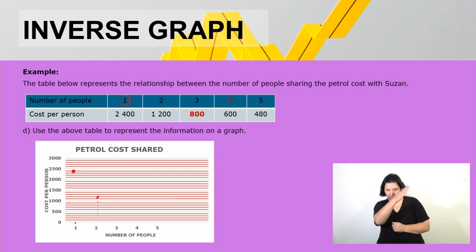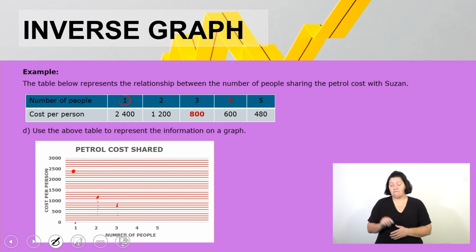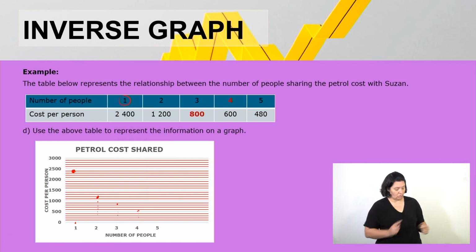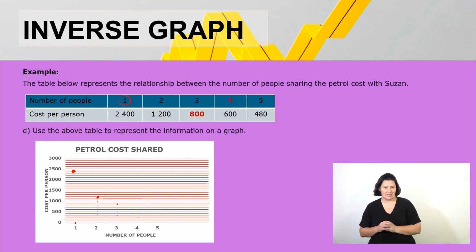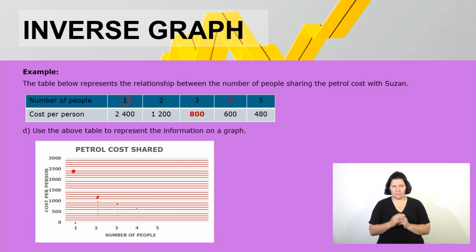So you can tell it's going down. If 3 are in the car, we said it will be 800 rand. So it's here. If 4 are in the car, it is now 600, just there. And then if 5 are in the car, it will be 480. It should just be above 500, just there. And then this one, it will be 480, it will be here. Then we can connect the dots. You see it is decreasing. Nice and round. Then it will go that way.